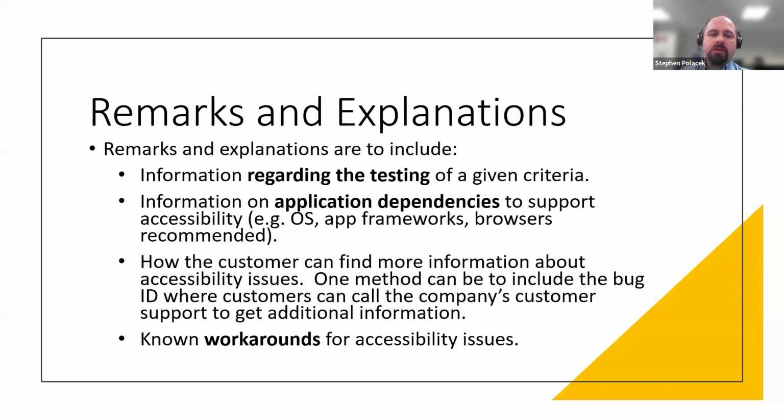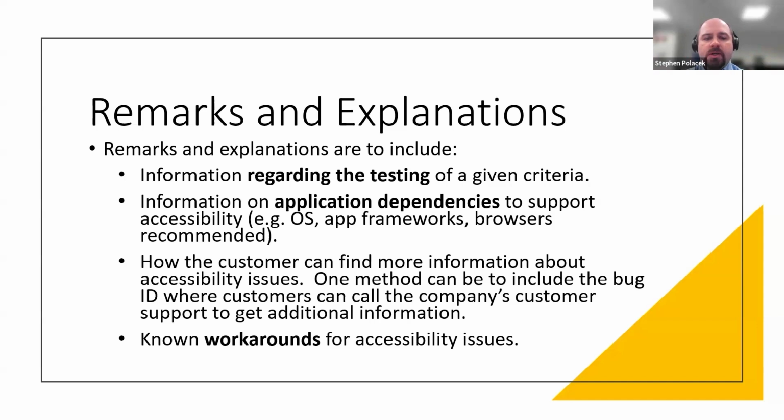Now, the remarks and explanations section is where the vendor is going to give any additional information, or the person who completed the VPAT and did the testing is going to explain what issues there were. So what you're looking for here, or what it should include, is information regarding the testing of a given criteria. What did they find? What issues were encountered, where they were located, if there were multiple instances of it, any kind of specifics that can potentially tell us the impact this will have on our users.